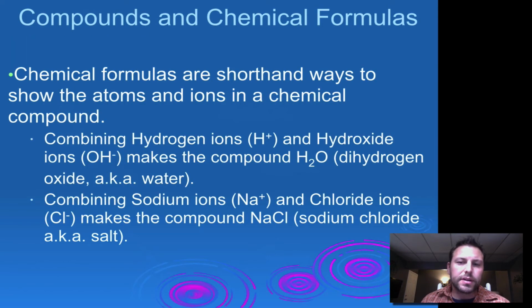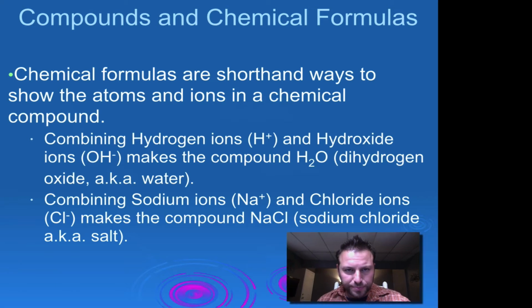We then also have compounds or chemical formulas, which are just shorthand ways to name compounds. Combining hydrogen ions and hydroxide ions gives us water, or dihydrogen monoxide. Combining sodium ions and chloride ions makes the compound NaCl, or sodium chloride, or salt. We won't have to actually name compounds in this class, but we'll have to be familiar with the names themselves.